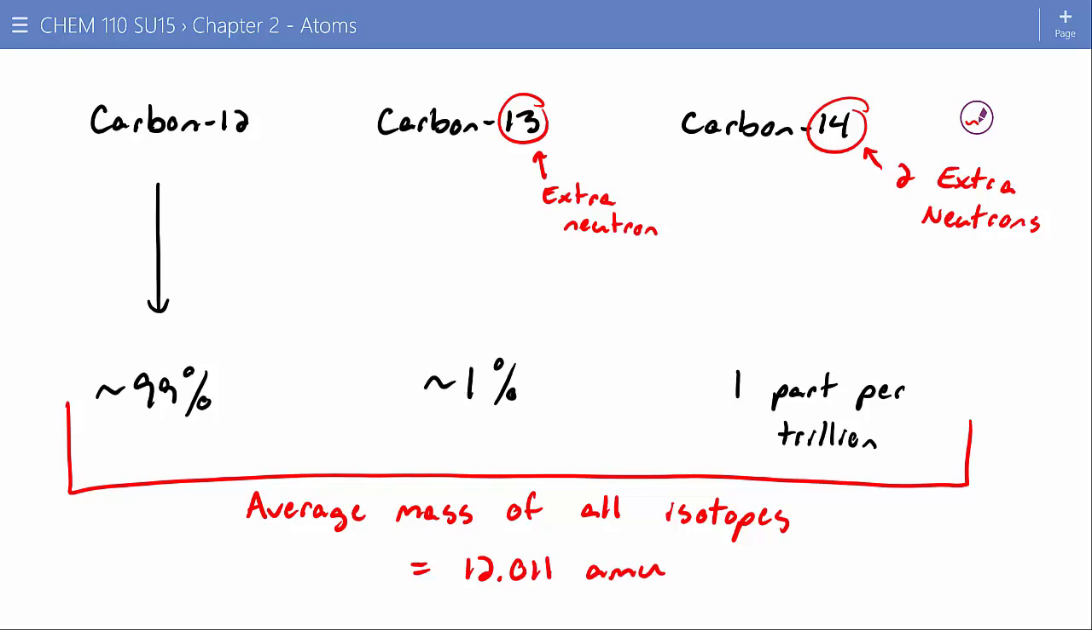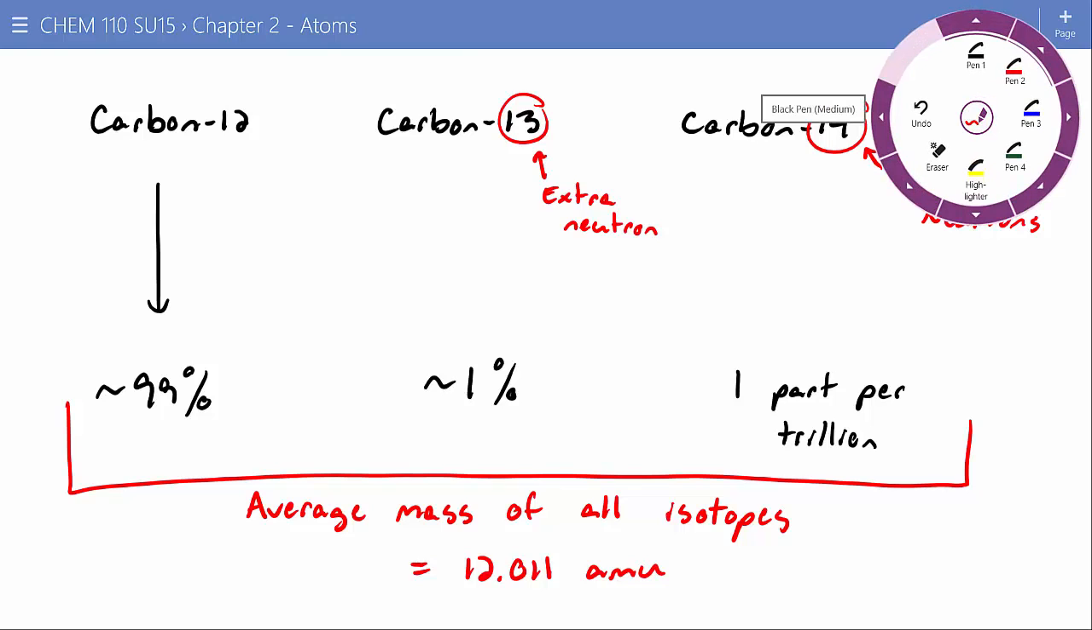And this is the value we see listed on the periodic table. The value listed on the periodic table is just looking at all different types of carbon out there. And it's slightly above 12 due to those heavier isotopes of carbon. So it's kind of an interesting thing to think about.